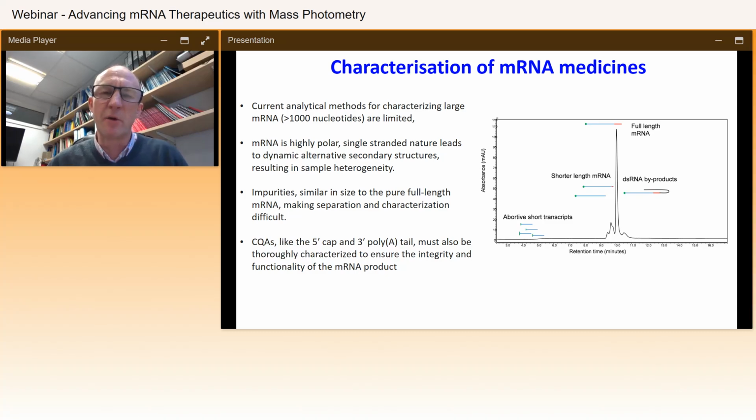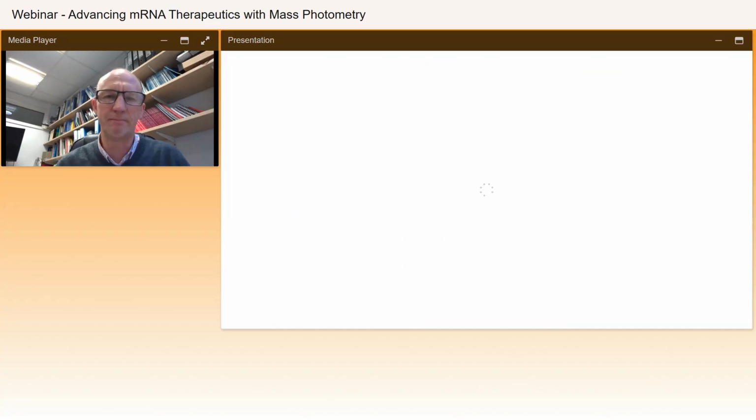What I'm going to do now is walk you through some of the analytical techniques that we've established in the group, some of the developments that we do to look at a number of these critical quality attributes. I'm going to first focus on the sizing of the mRNA molecule, and then talk about looking at the integrity, and then finally finish by looking at some of the recent work that we've done at the University of Sheffield, developing new techniques to look at mRNA multimerization.